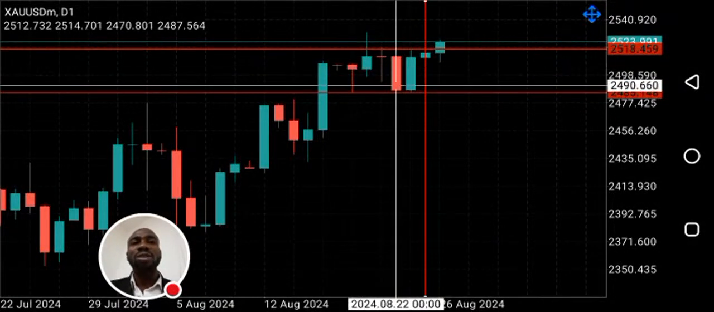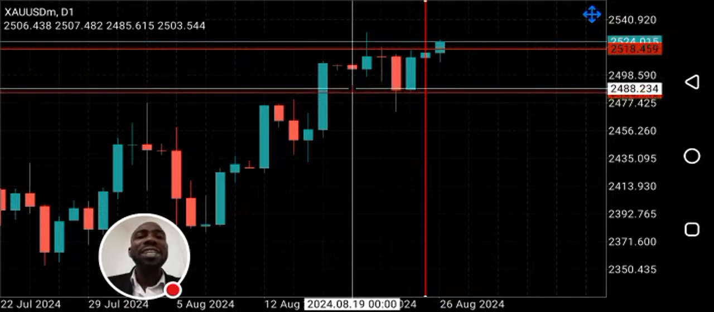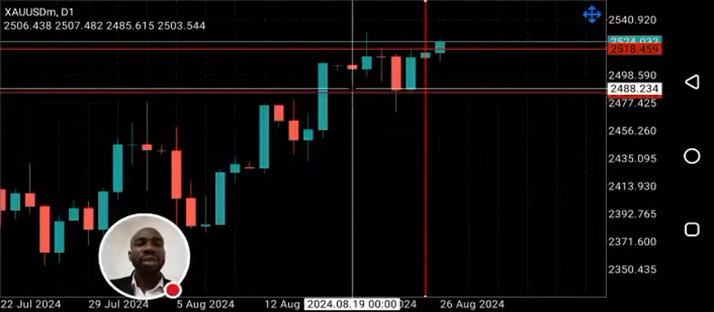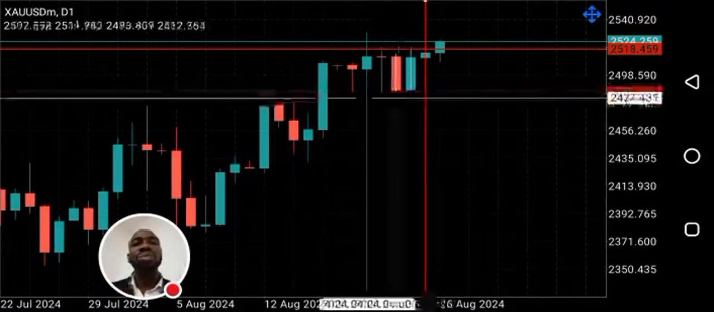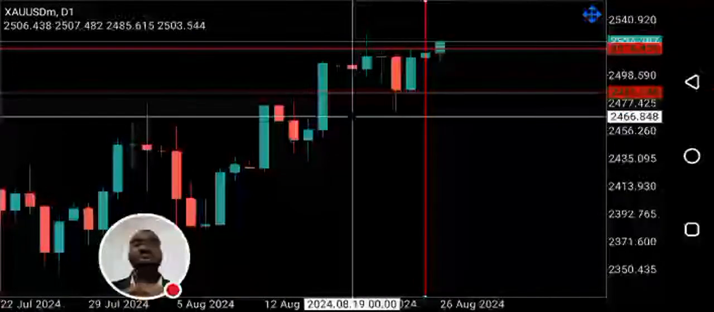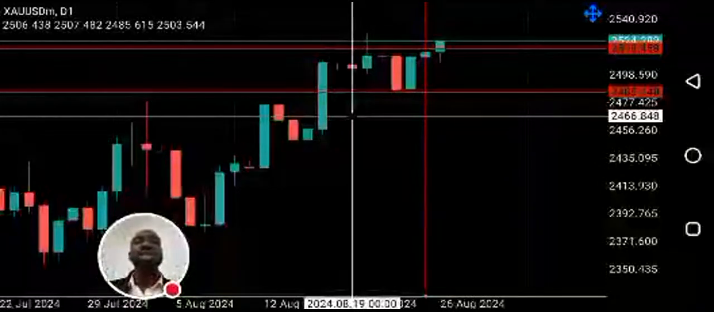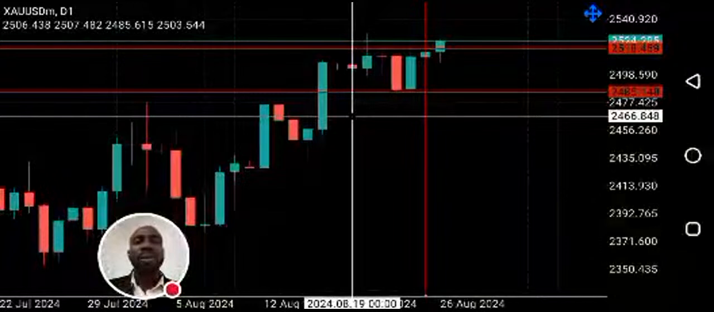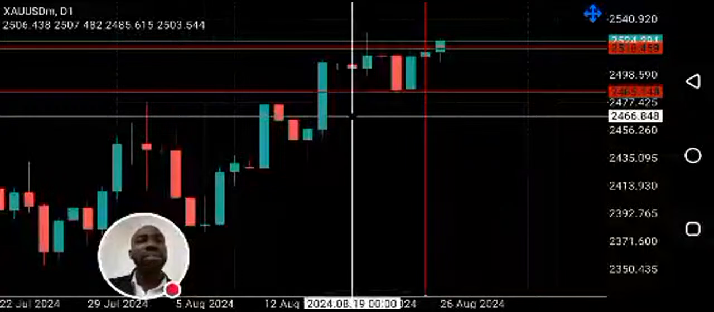If this candle had closed below the low of this candle, that would be a valid shift in market structure. But this bear candle, the body didn't close below the low of this candle. So it confirmed that gold has not changed from bullish to bearish. Until there's a shift in market structure, we cannot go bearish on gold. Are you getting me?